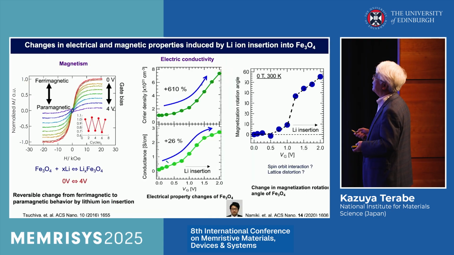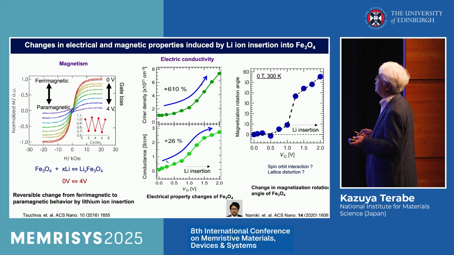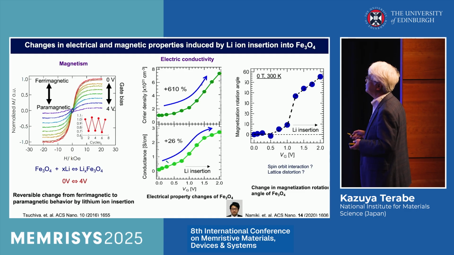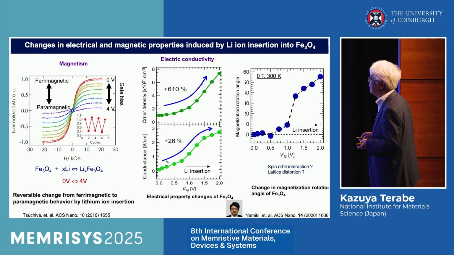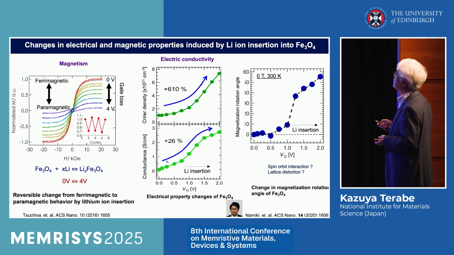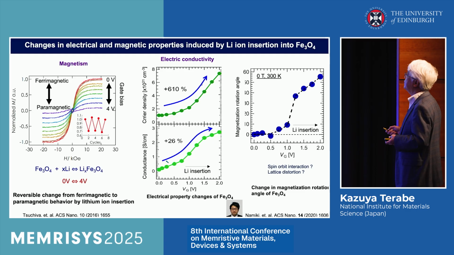So this shows magnetism change by applying voltage. At first, before the applied voltage, it has a ferromagnetic property like this. By applying voltage, lithium is inserted like this, changing the magnetization property. It is almost a paramagnetic behavior. And this is also the electric conductivity. This is carrier density, and this is conductance.